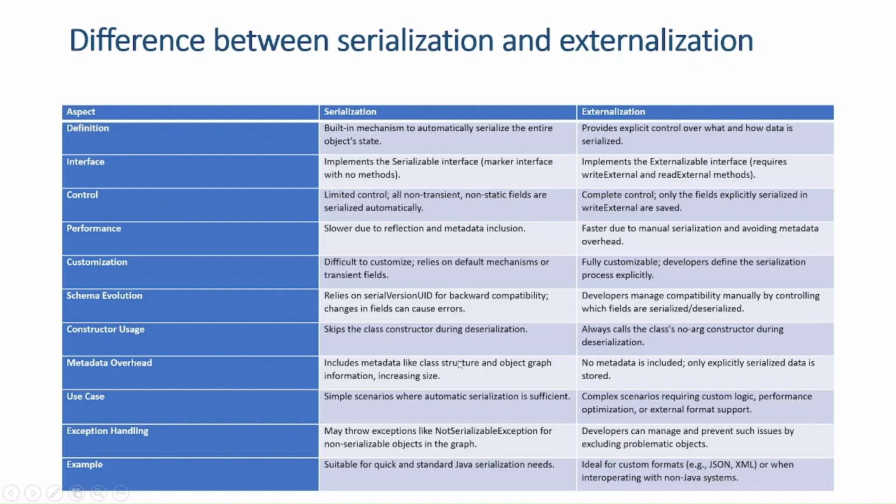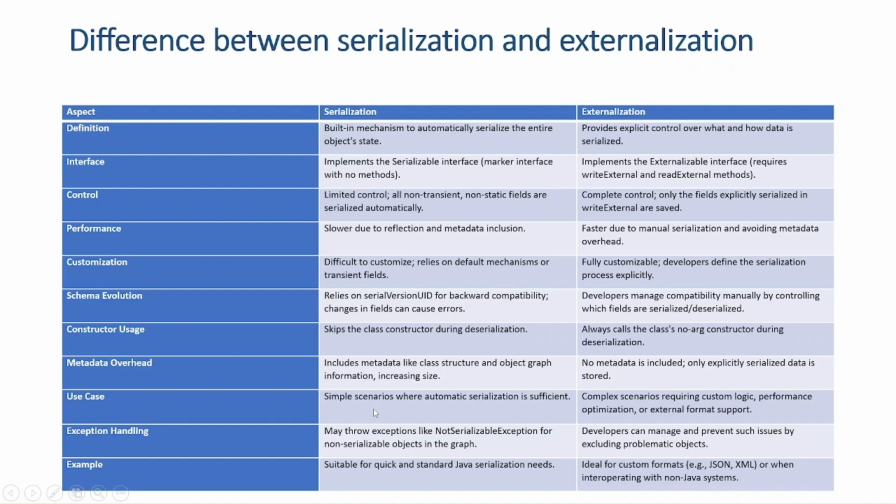Another thing is that serialization skips the class constructor during deserialization. It's not mandatory to have a no-argument constructor in the class which you are serializing. But externalization always calls the class no-argument constructor during deserialization. So you need to mention a no-argument constructor in the class. Serialization includes metadata like class structure and object graph information, and it increases size, as we have discussed before. In externalization, no metadata is included.